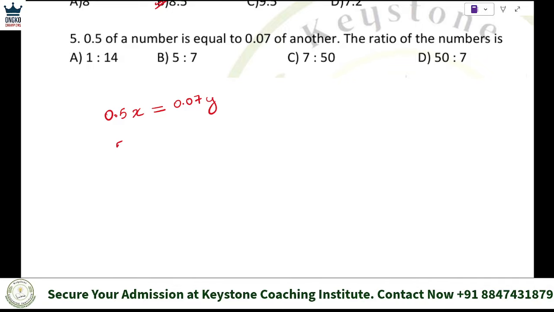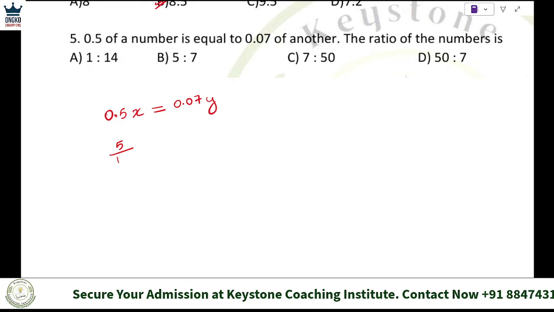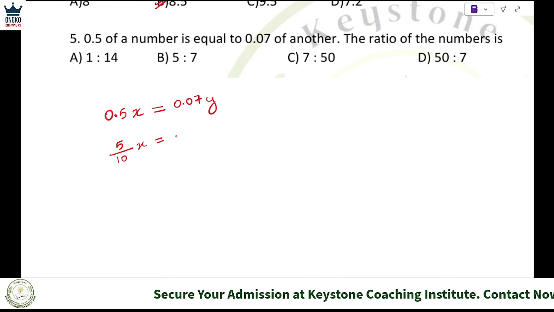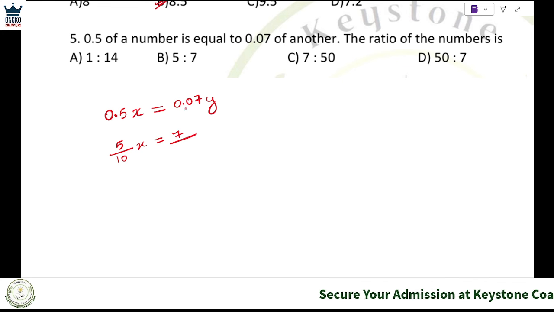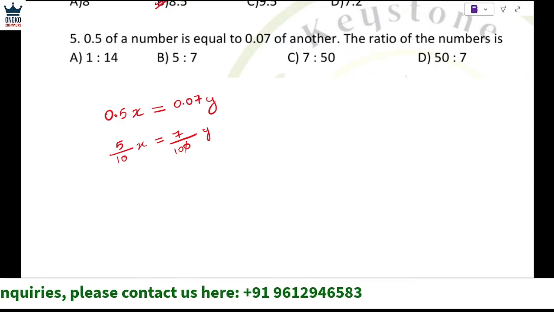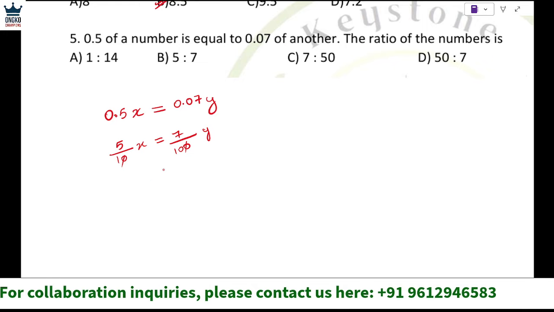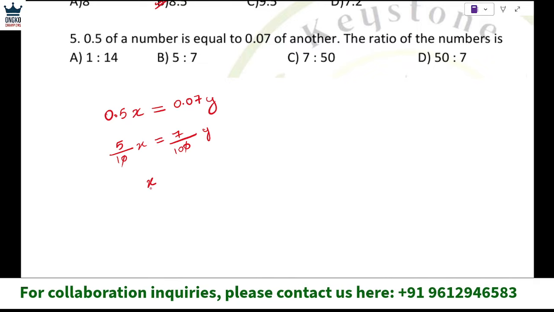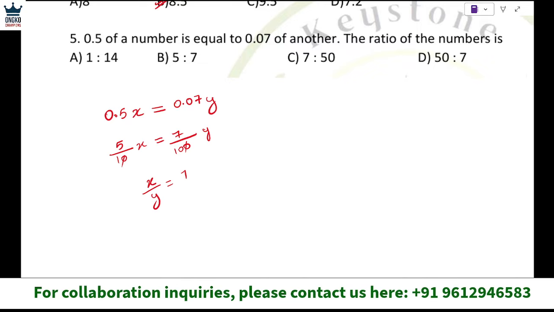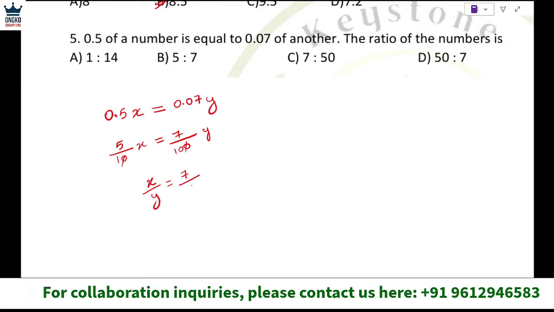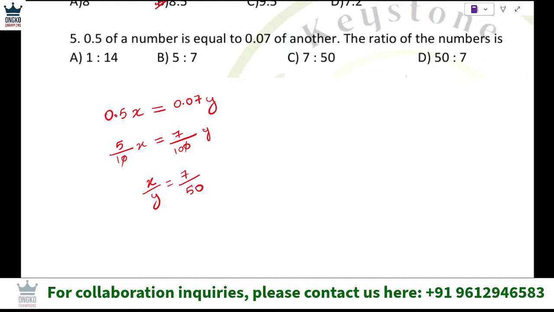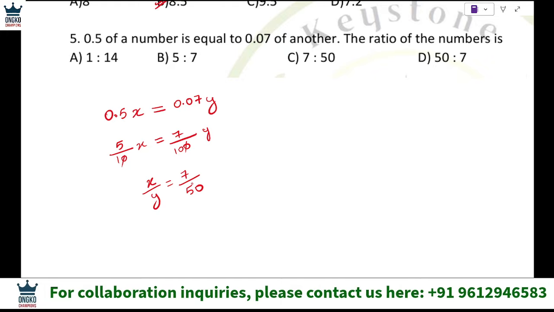So 0.5 x equals 0.07 y. That means x divided by y is equal to 7 by 5 into 10, which will give us 50. So 7 is to 50. That's the answer.